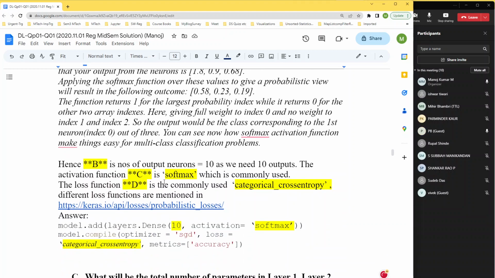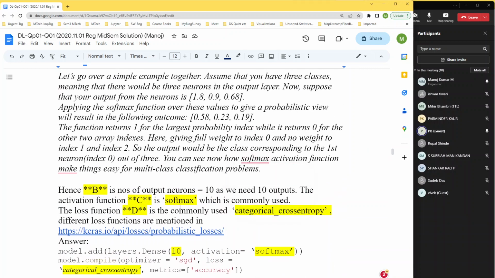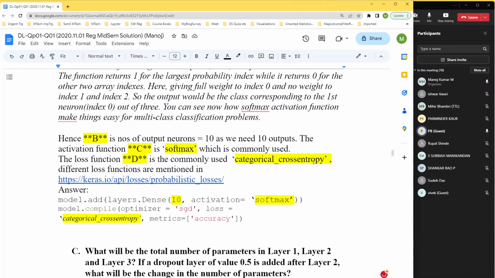Okay, so then we are coming to softmax. The commonly used loss function with softmax, for categorical values, is categorical cross entropy. This is the default; generally we use this one. There are different loss functions mentioned in this link, but this is the default for categorical things. If you want to learn more about this, we need to go deep into these things and search out how many different loss functions there are and why we use them.